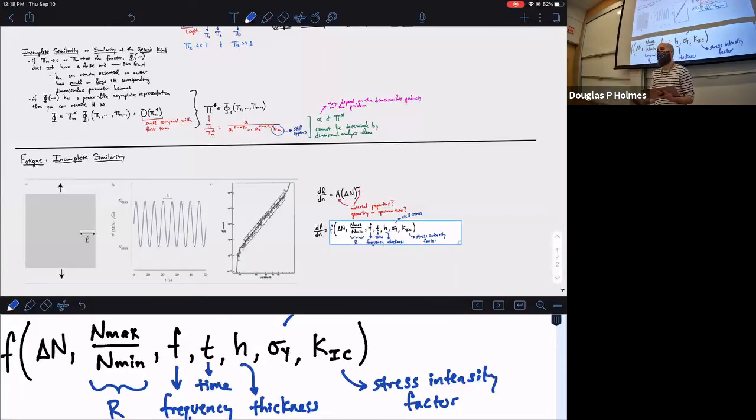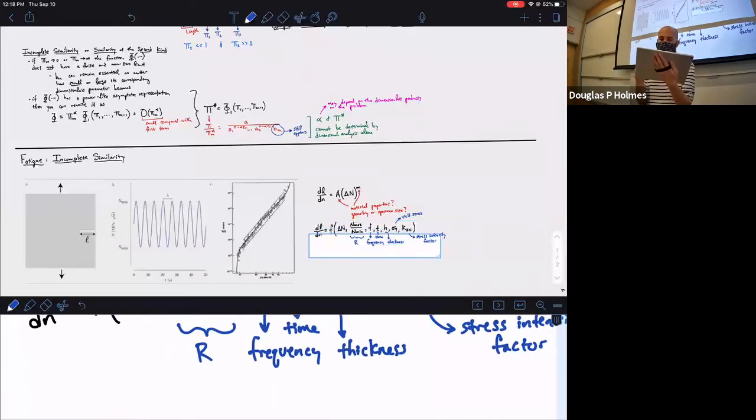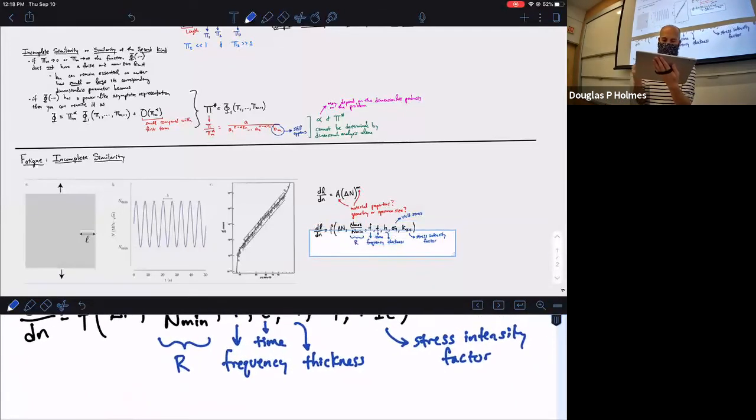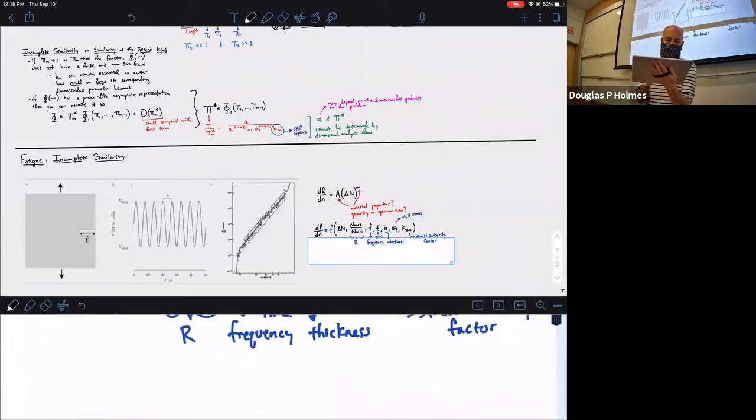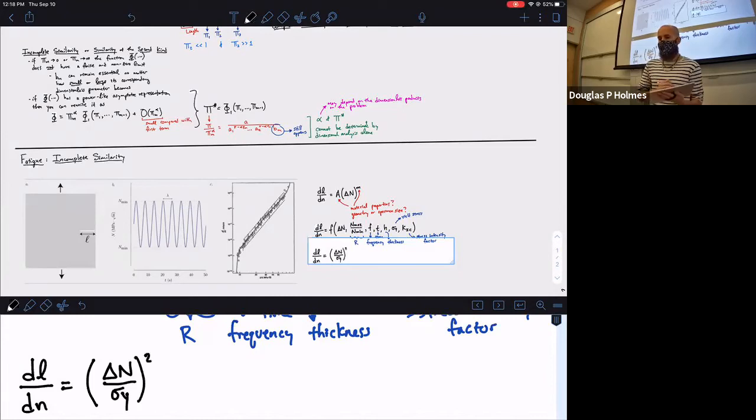We could go through this dimensional analysis to figure out what these dimensionless parameters are. I'm going to do that work for you here so we can talk about the meat of the problem. And what we find if we go through the dimensional analysis is that dL/dN should depend on delta K over the yield stress, squared.